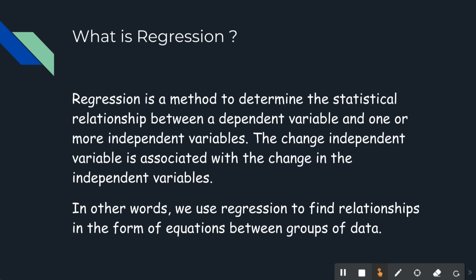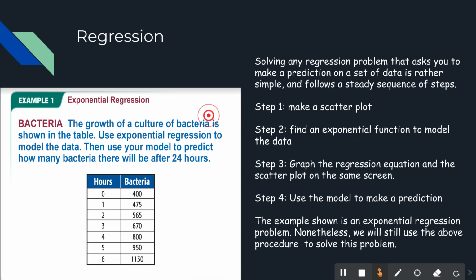I think one of the simplest applications of regression is a line of best fit, which we use a lot in science experiments. All right, here's an example problem. Solving any regression problem that asks you to make a prediction on a set of data is very simple, and it follows a really steady and common sequence of steps. So our first step is to make a scatter plot. I highly encourage you to have your graphing calculator out.